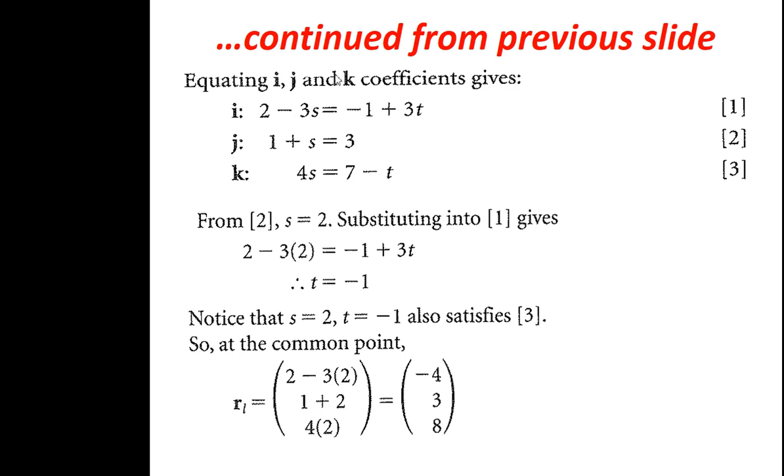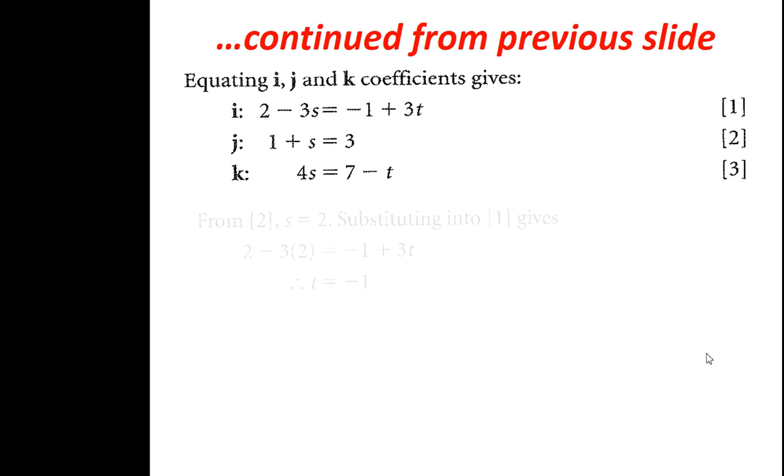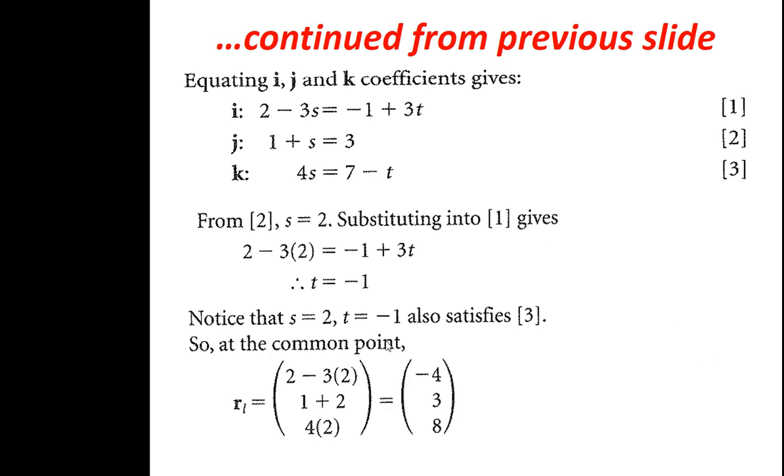You could always sub in T to the other one. What do I mean by that? Sub in the T value into this one to double check your answer. So if you sub in 2 into RL, then you end up with negative 4, 3, and 8. So that's the common point.